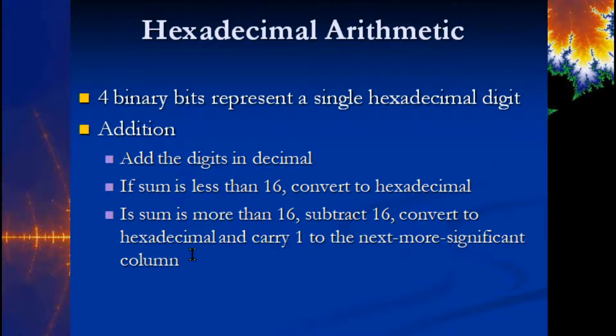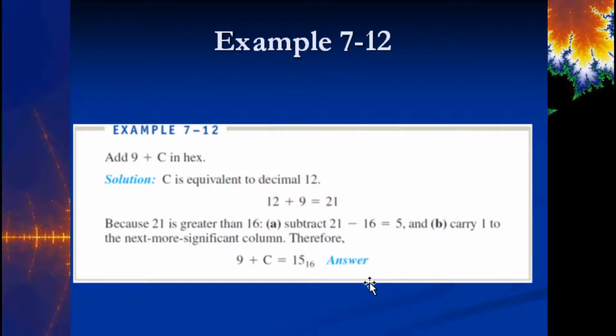But just know that when you're doing hexadecimal arithmetic, if you're taking 12 plus 9, it says add 9 plus C in hex. All they're doing here is converting C to 12 and then doing decimal addition, all right?